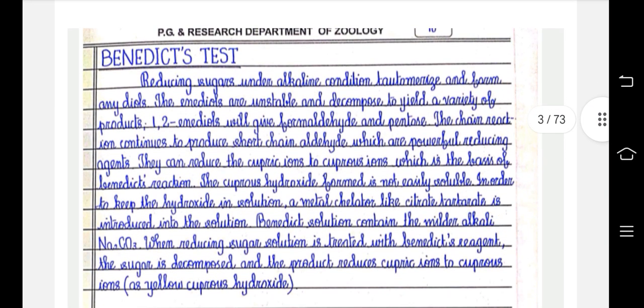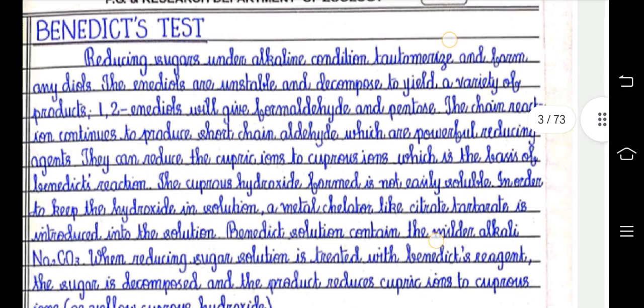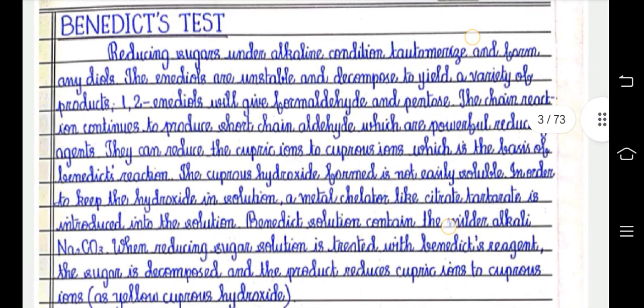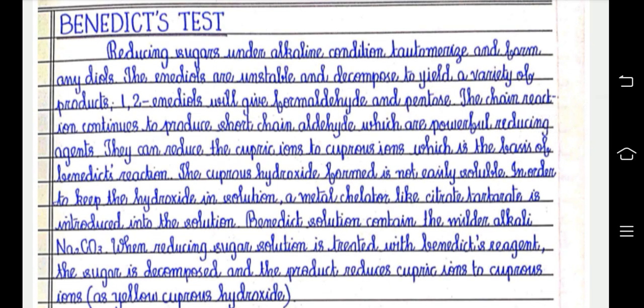Benedict test. Reducing sugars under alkaline condition tautomerize to form enediols, and enediols are unstable and decompose to yield a variety of products. 1,2 enediols will give formaldehyde and pentose. The chain reaction continues to produce short chain aldehydes, which are powerful reducing agents. They can reduce the cupric ion to cuprous ion, which is the basis of Benedict's reaction.